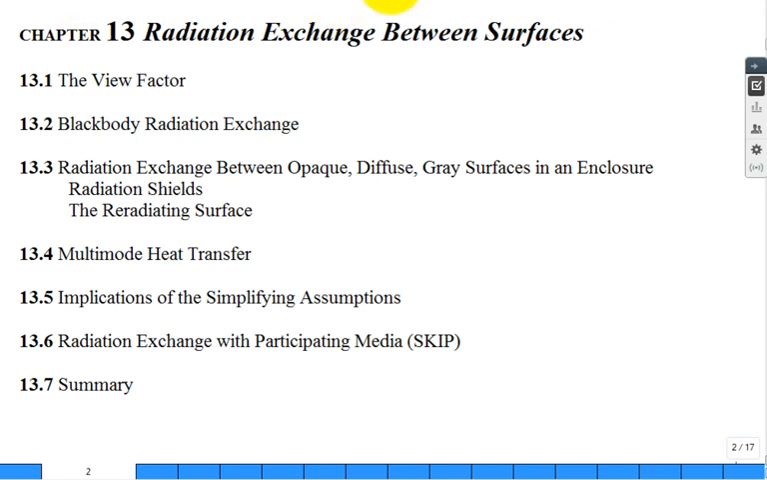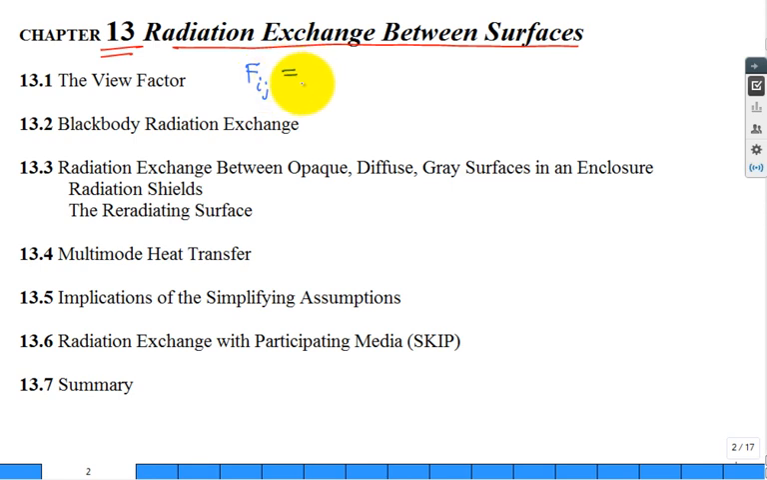So this is our second of 2 lectures in Chapter 13 on radiation exchange between surfaces. In this chapter we were introduced to the view factor. What's the notation? Fij. It's the fraction of photons that leave surface i that impinge, strike, or hit surface j. There's an analytic equation.